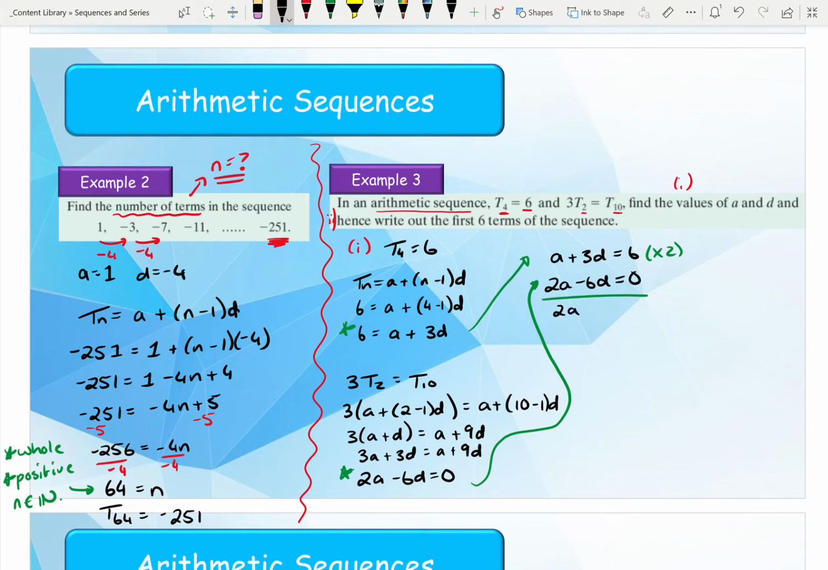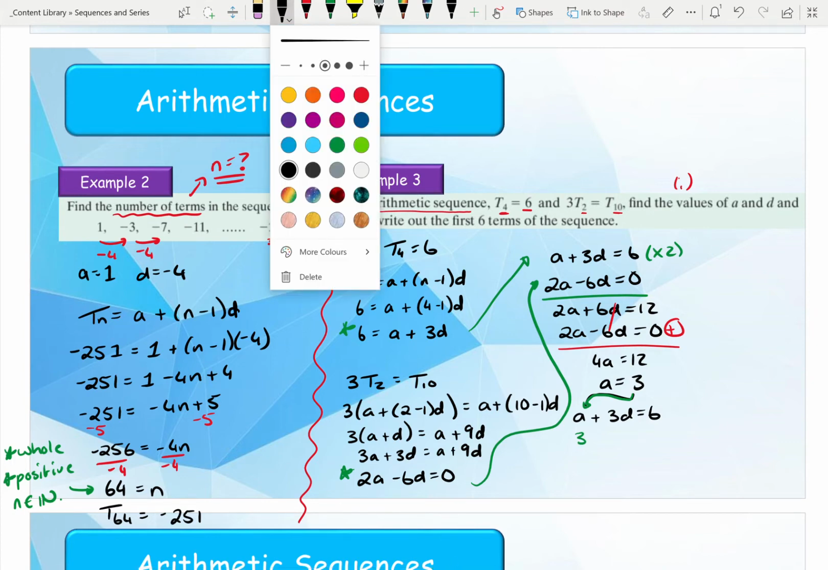So I get 2a plus 6d is equal to 12. 2a minus 6d is equal to 0. I add both lines together and my 6d's cancel, which leaves me with 4a is equal to 12, which means a has to be equal to 3. So now I'm going to pick the top equation and try and solve for d. So instead of a, I'm now going to sub in 3, which gives me 3 plus 3d.